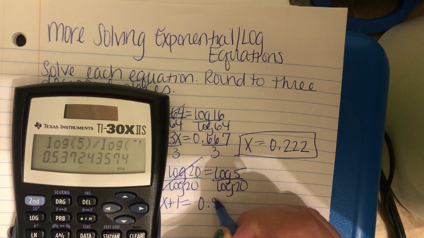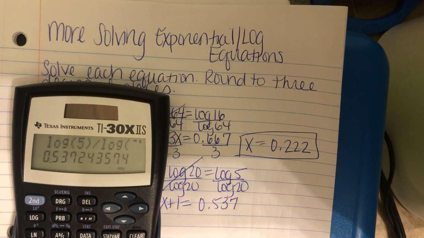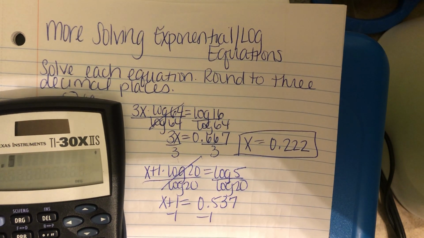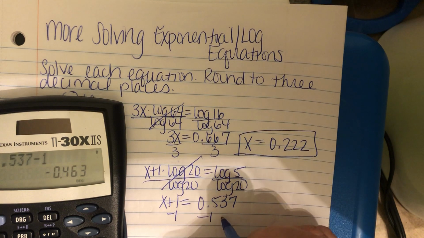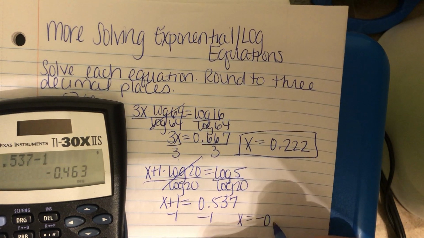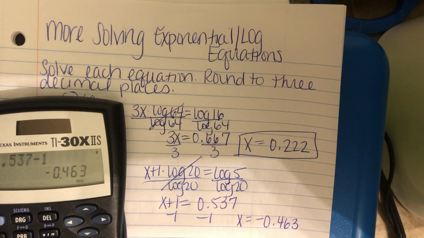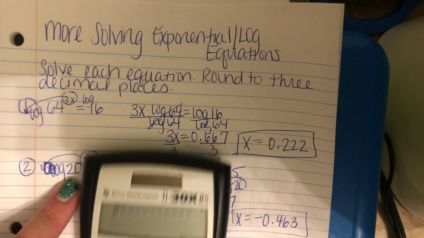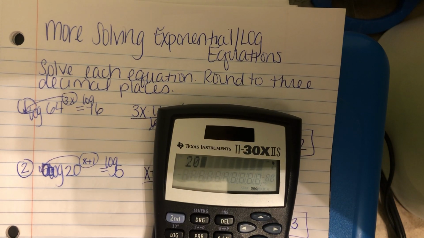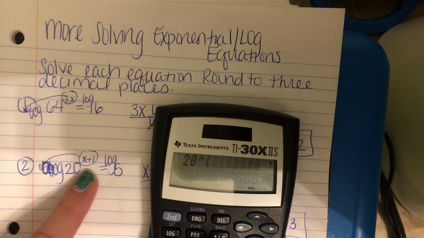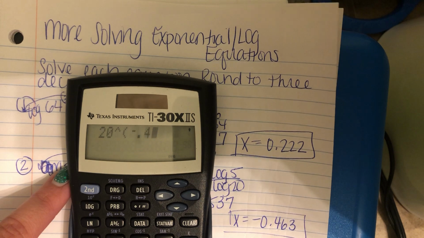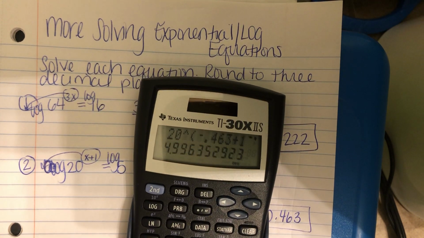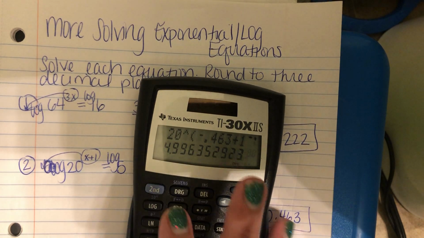And I got 0.537. And then to get x by itself, I'll subtract 1. So 0.537 minus 1, and I got x equals negative 0.463. And you can check that. So I'm going to do 20 to the power of parentheses negative 0.463 plus 1, and then it should be about 5. 4.99. It's about 5, so it's right.